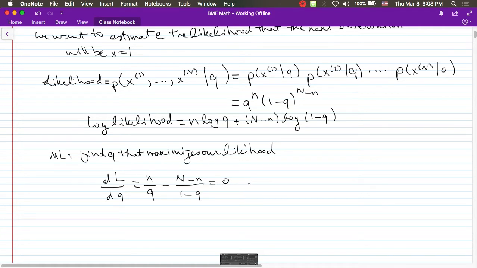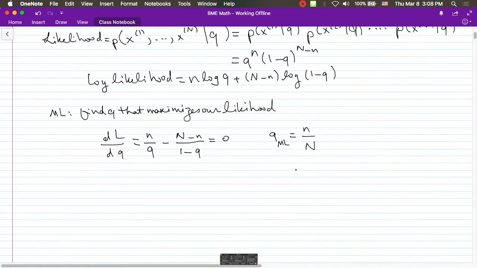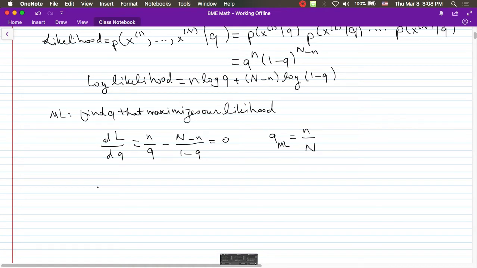That derivative is going to be maximized when Q_ML, my estimate of that probability, is n over N, which is telling me that the maximum likelihood estimate of my parameter Q here is the number of times that I got x equal to 1 divided by the total number of times, which is the mean estimate for my parameter Q. Fine. Okay, so here's the problem.